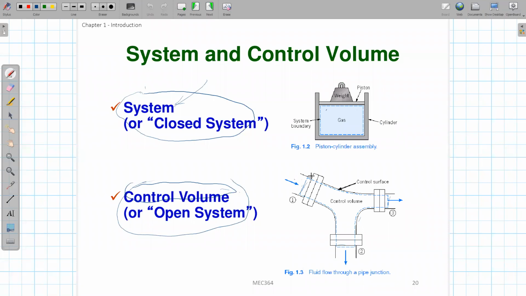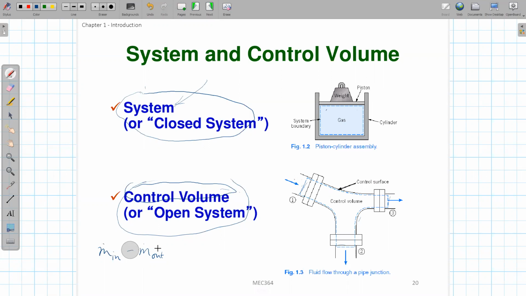So, for example, for this control volume, if we apply the conservation of mass, what will it look like? We will know that the mass flow in plus mass flow out. No, not plus, sorry. This one.